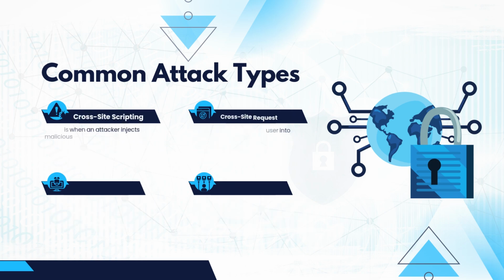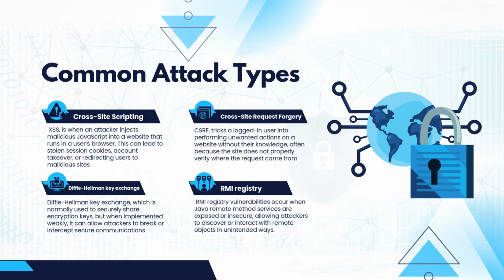Another important concept is the Diffie-Hellman key exchange, which is normally used to securely share encryption keys, but when implemented weakly, it can allow attackers to break or intercept secure communications. In addition, RMI registry vulnerabilities occur when Java remote method services are exposed or insecure, allowing attackers to discover or interact with remote objects in unintended ways.